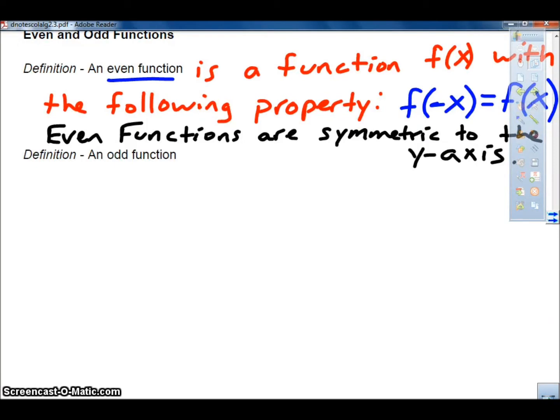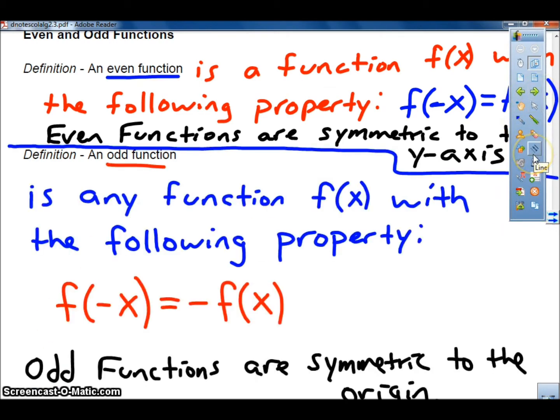An even function is a function f of x with the following property. f of negative x equals f of x. Even functions are symmetric to the y-axis. An odd function is any function f of x with the following property. f of negative x equals negative f of x. Odd functions are symmetric to the origin. So you want to remember those symmetries. So at this point, you're just going to memorize them. Later on, we will try to use them for graphing purposes. But for now, I just want to introduce the idea.